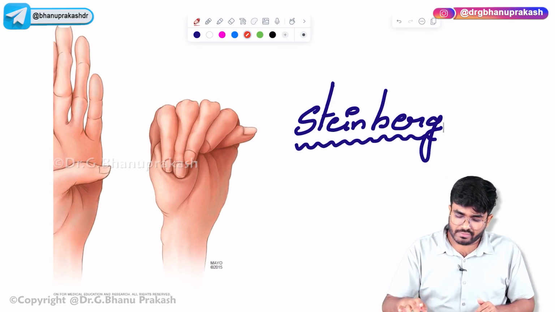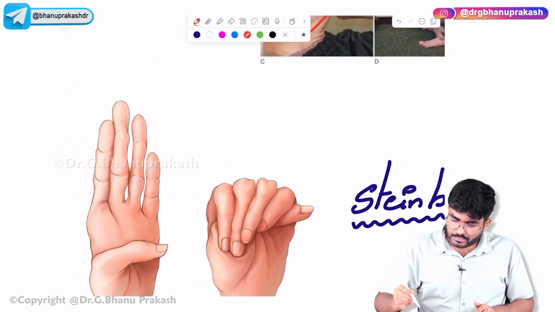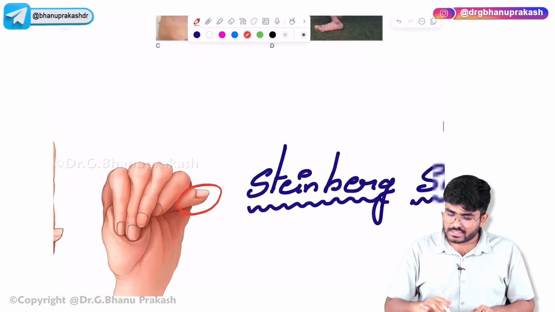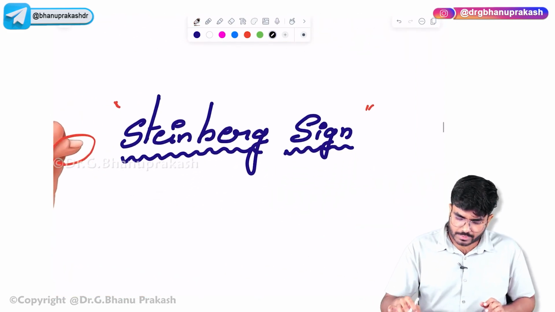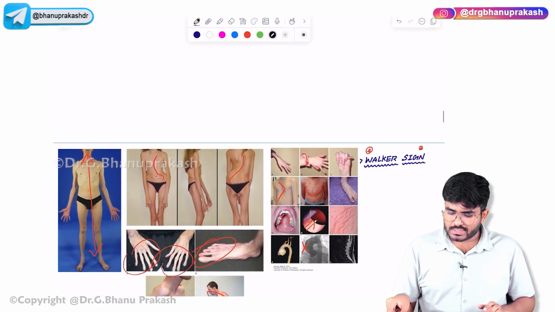But in these patients who are having Marfan syndrome, whenever they do like this, see, the finger is even going to be shown outside. The sign is called Steinberg sign. So these patients are having Steinberg sign, you can see, and also Walker sign. So Walker sign, you know it.